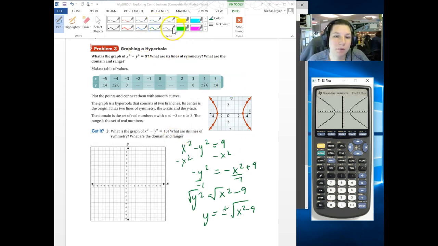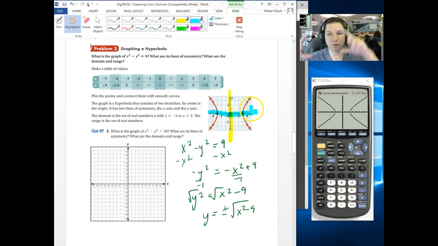So hyperbolas have two branches. The center for this one is right here. It happens to be around the origin. And then there are two lines of symmetry. We have the y-axis, so if I imagine folding this along this line, these points would exactly match up. And there's a second line of symmetry along the x-axis. If you folded it this way, they would also match up. And then the range would be all real numbers.